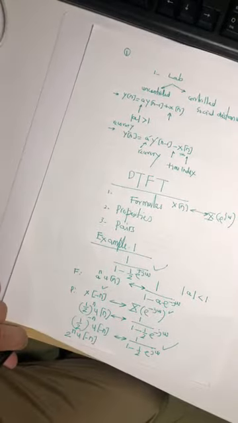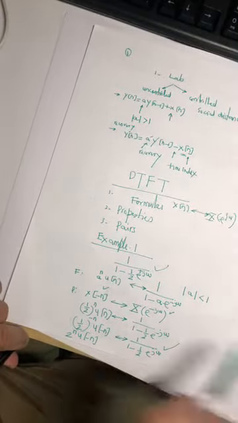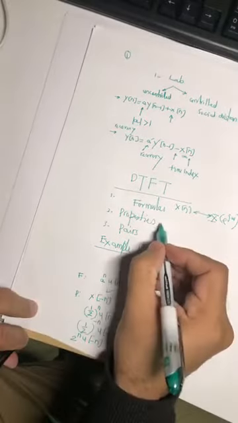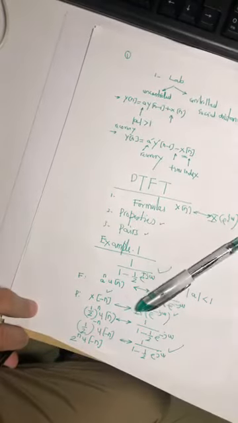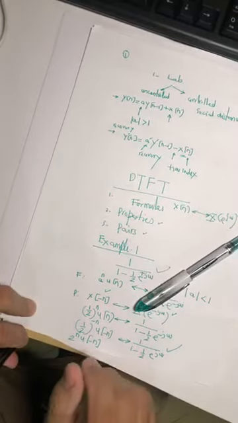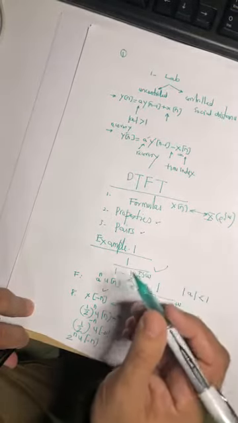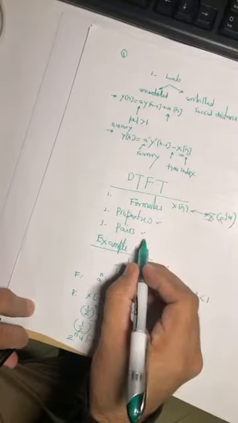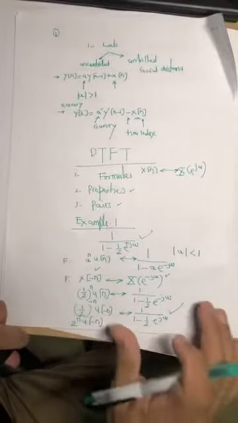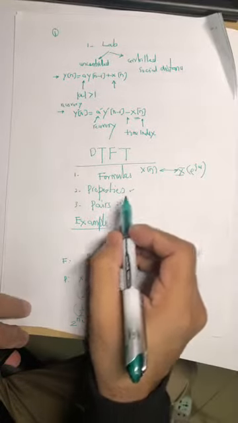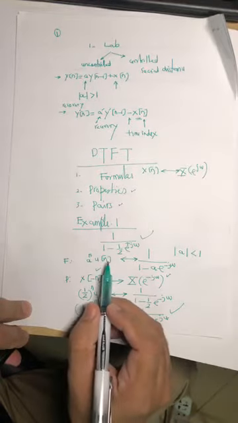I mentioned that in order to solve a problem, you should know the properties and the pair. So two things. Whenever you are given a question, find out which discrete Fourier transform pair will actually solve the problem, and then apply an appropriate property to solve it.